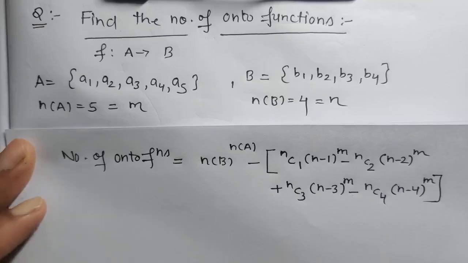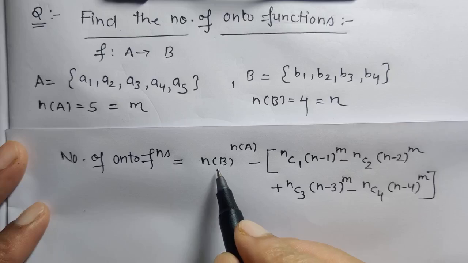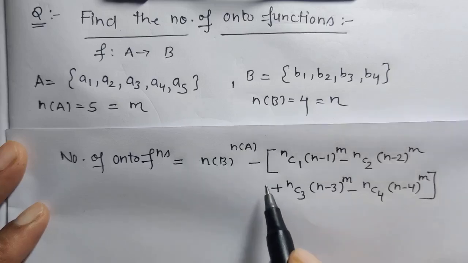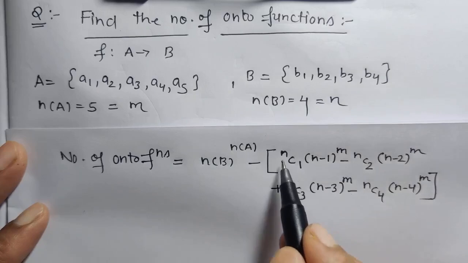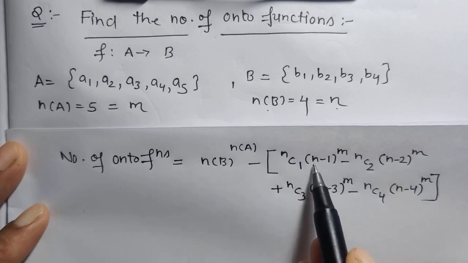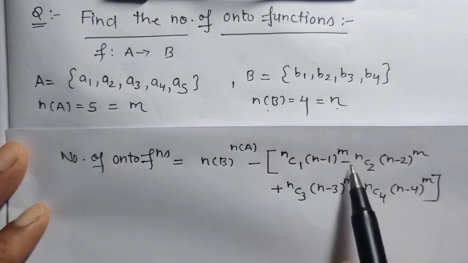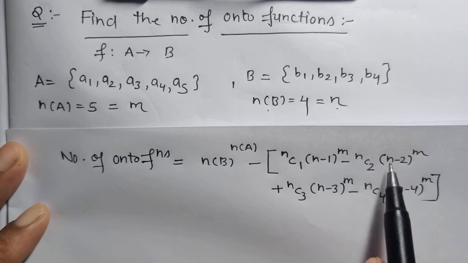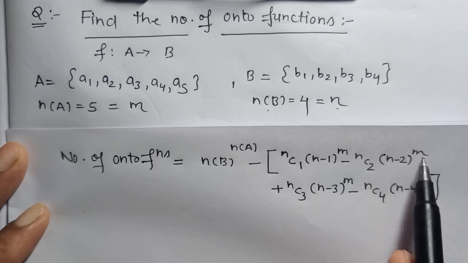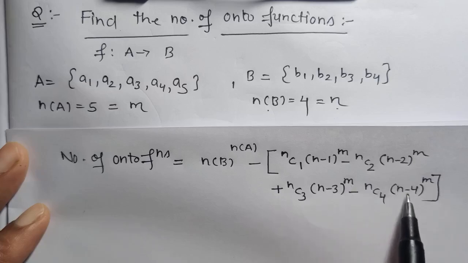Friends, here I am trying to assist you with the formula for finding the number of onto functions. First we write the cardinality of the codomain to the power of the cardinality of the domain, minus nC1, where n is the cardinality of the codomain. So nC1, then (n minus 1) to the power m, where m is the cardinality of the domain, minus nC2 (n minus 2) to the power m, and then the sign alternates: nC3 (n minus 3) to the power m, minus nC4 (n minus 4) to the power m.